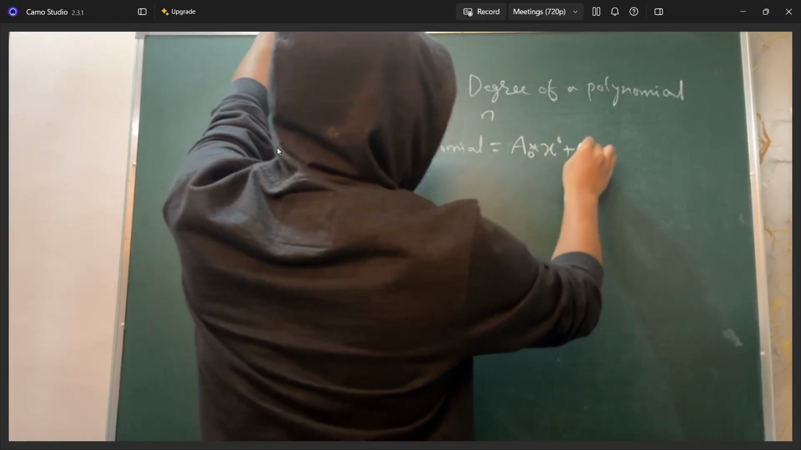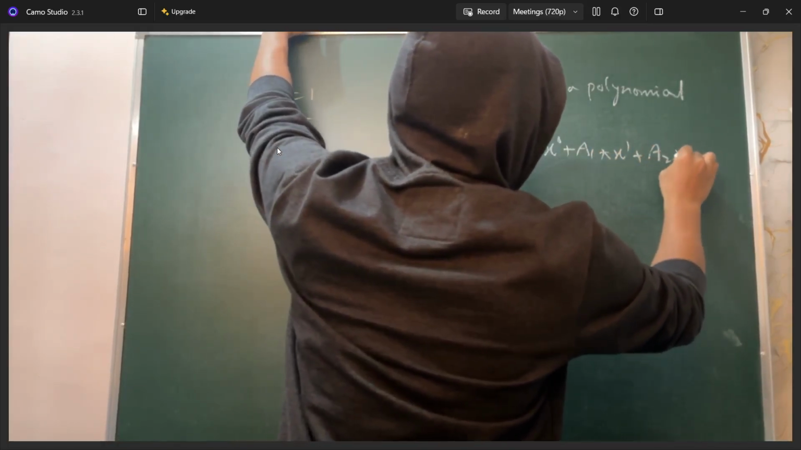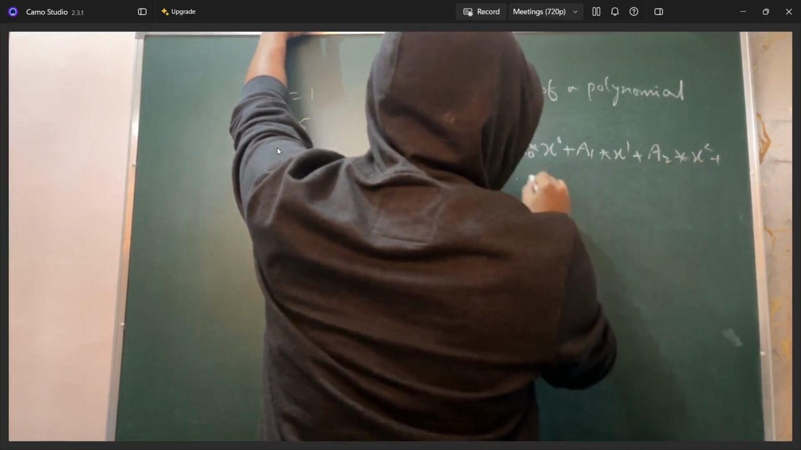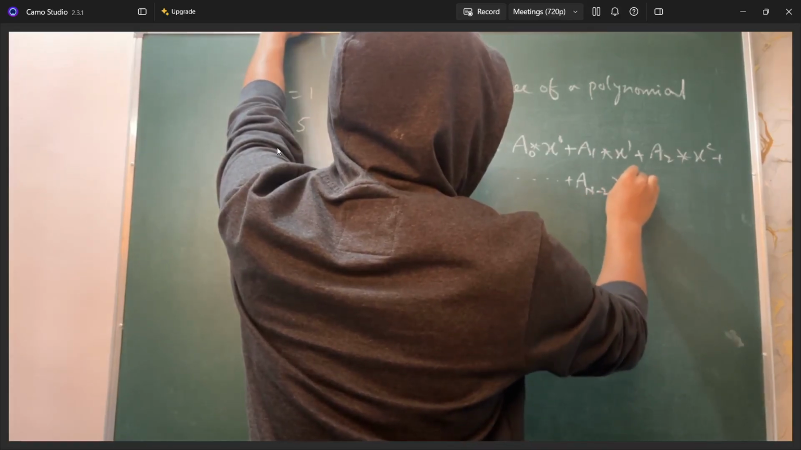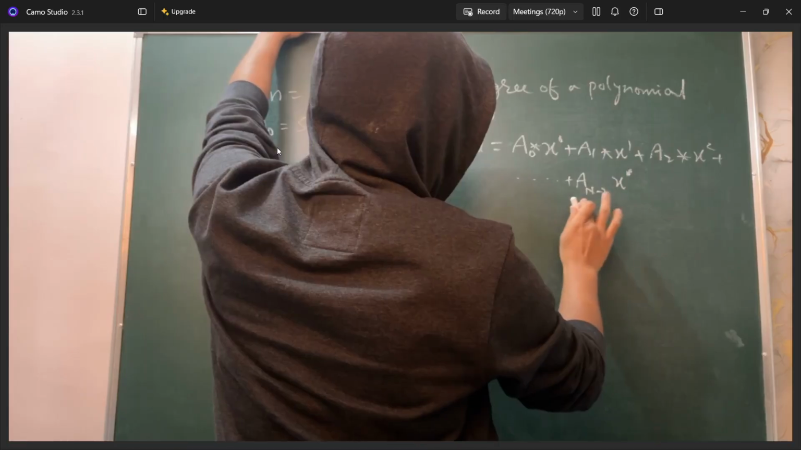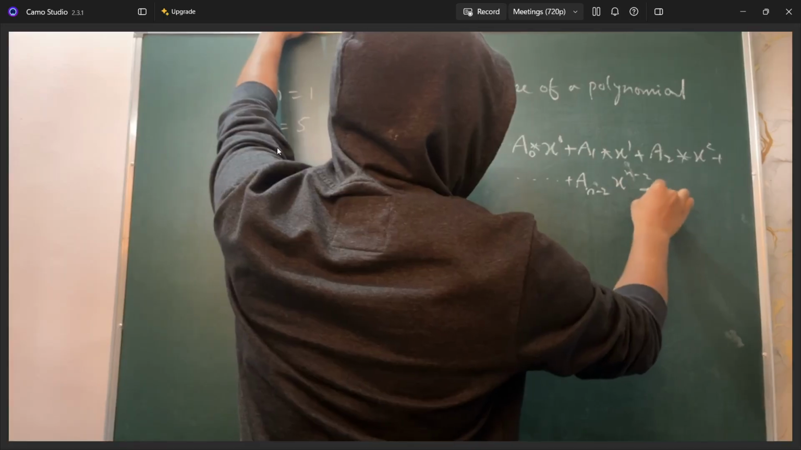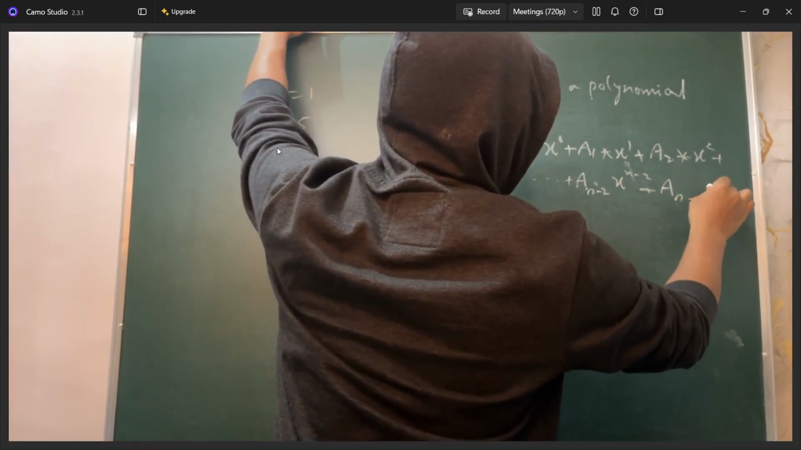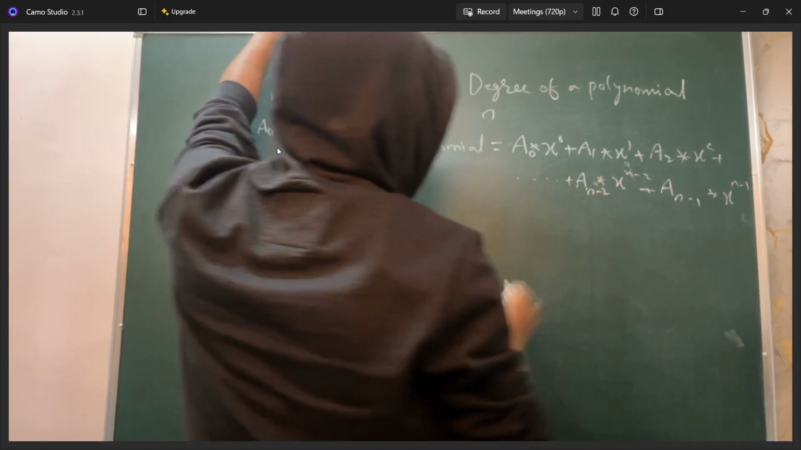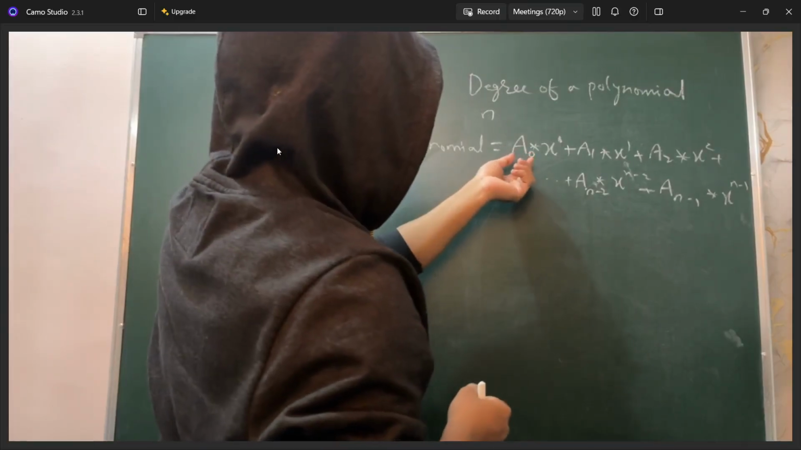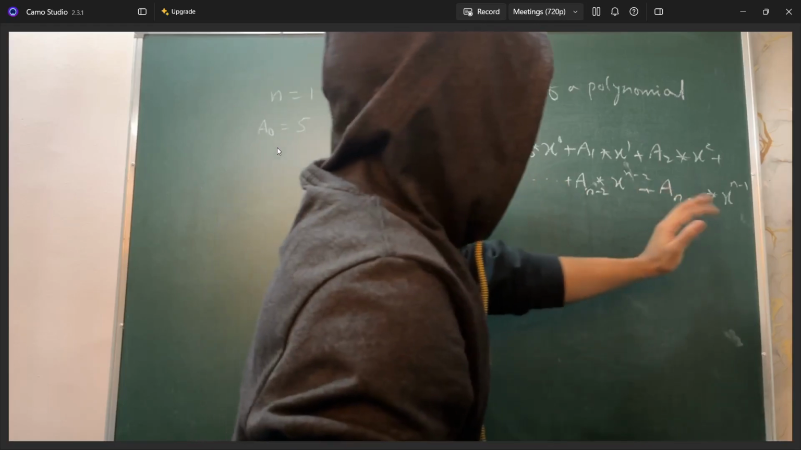plus a1 into x power 1 plus a2 into x power 2 plus so on, up to a(n-2) into x power n minus 2, this is small n, I'll be taking small n only, plus a(n-1) into x power n minus 1. So it's like you have n terms, you're starting with 0, so 0, 1, 2, up till so on, you have n terms.